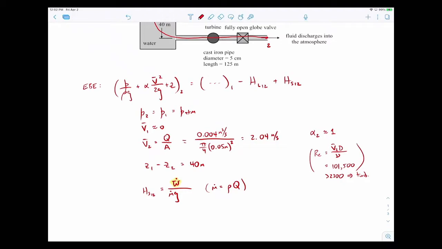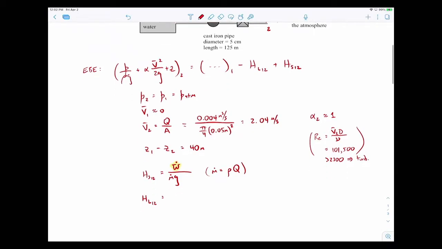Now the last term, what do we call that one? HL? Head loss. It's where all those viscous losses are. So that's equal to, I'll write it this way. This is the loss coefficient, K. I'll put a sub I there. We'll talk about that in a moment.